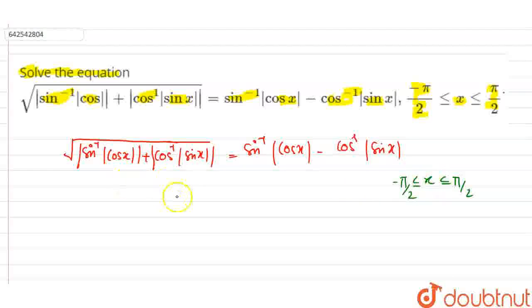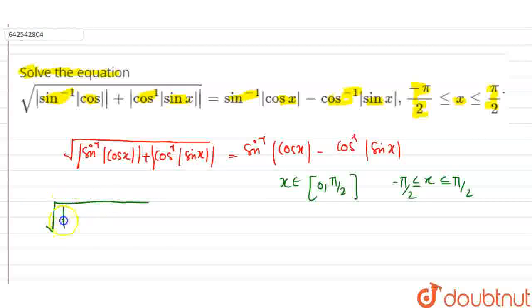So first of all, let me tell you, our x is belonging to 0 to pi by 2, if we are considering the positive sign, right? So now what we are going to do is we are converting this cos into sine and sine into cos, right? So let's start solving this question. So it is root, right?